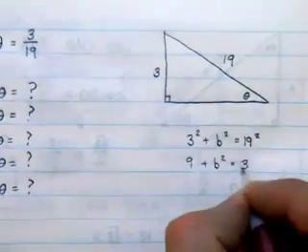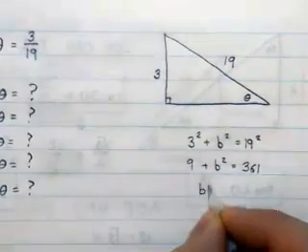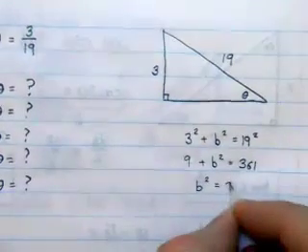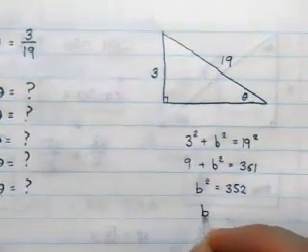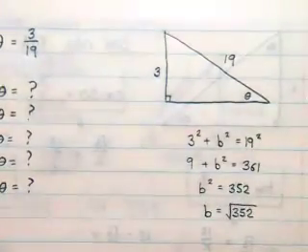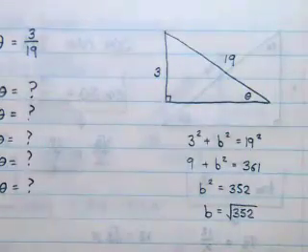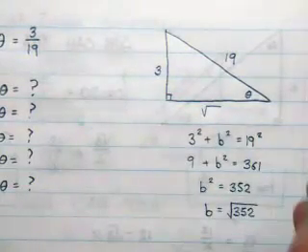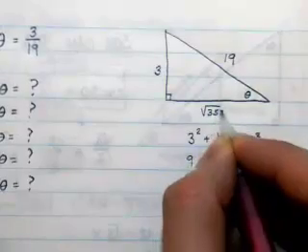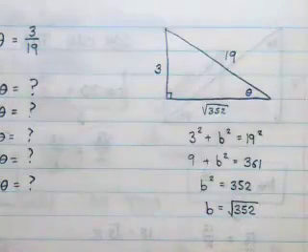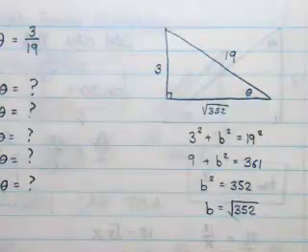So I got 9 plus b squared equals 361. So b squared is 361 minus 9, which is 352. So b, and yes, it is okay to leave it this way, is the square root of 352. We're going to just leave it as a square root, because to do it without a calculator, you wouldn't be able to figure that out. So now I have all the sides.